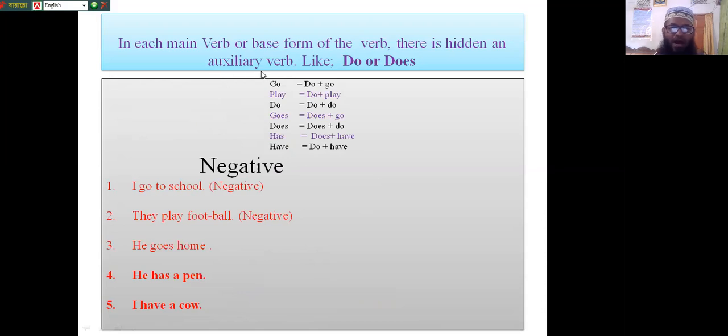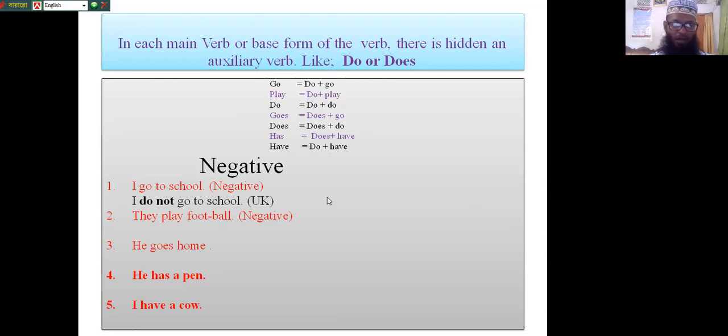In the main verb or base form of the verb, there is a hidden auxiliary verb like do or does. Go, do plus go; play, do plus play; do, do plus do; goes, does plus go; does, does plus do; has, does plus have. Okay, let's see the examples. I go to school, negative: I do not go to school.